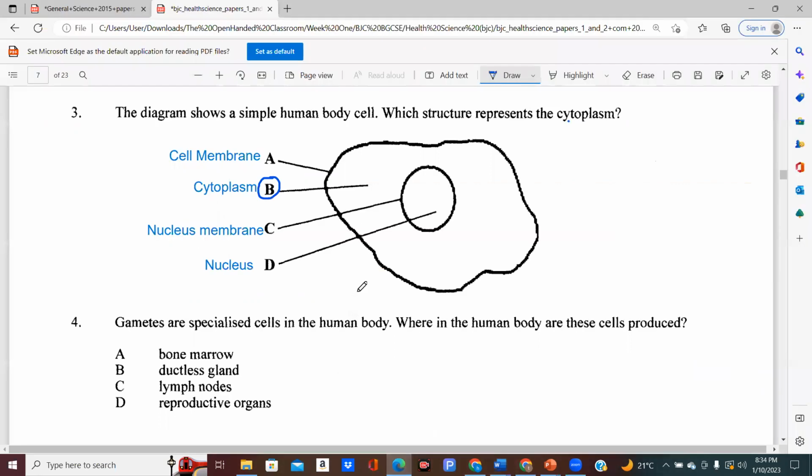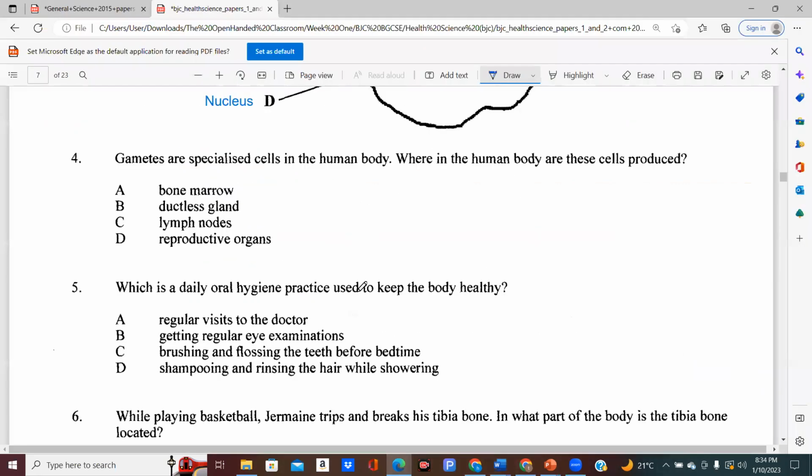Number 4. Gametes are specialized cells in the human body. Where are these cells produced? I think the reproductive organs. Gametes, reproductive organs. So you think D? Anyone else? Yeah, so it's D. Moesha is saying it's D. All right, anyone else with D? I think it's D. All right.